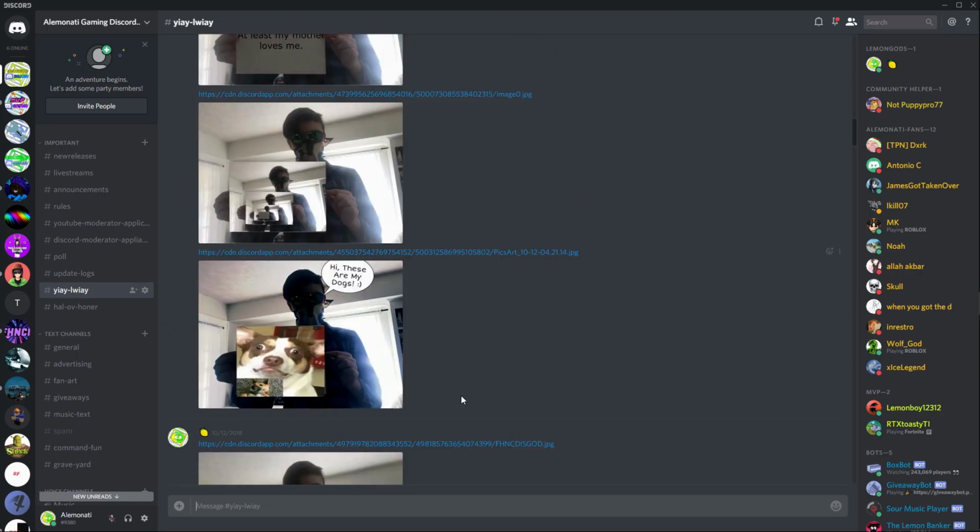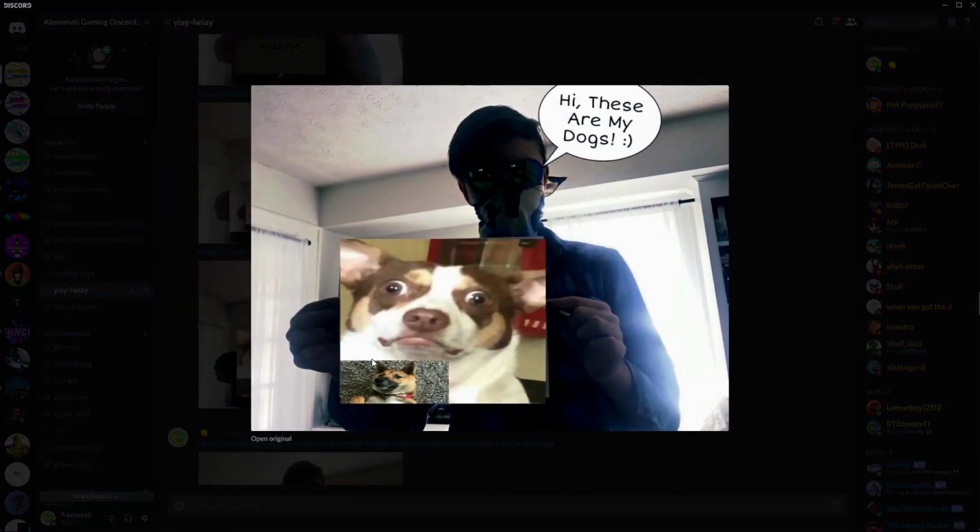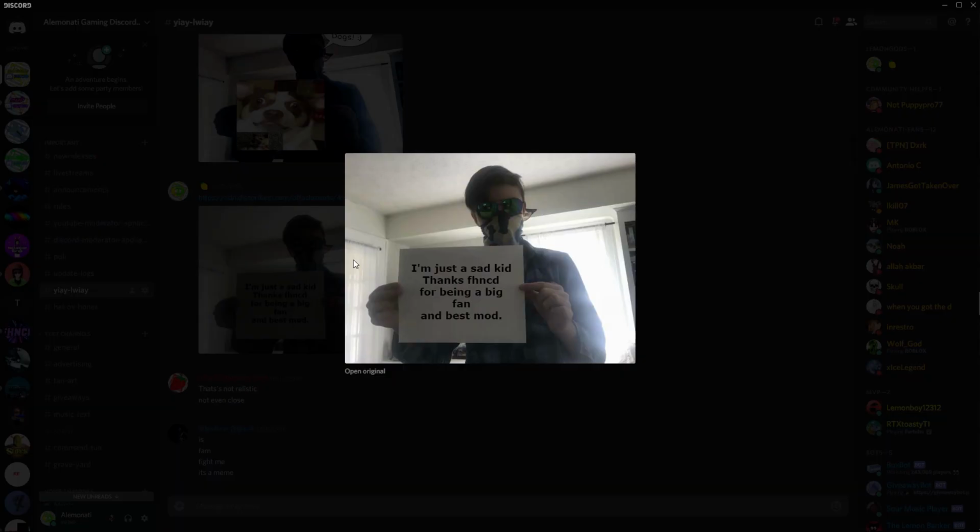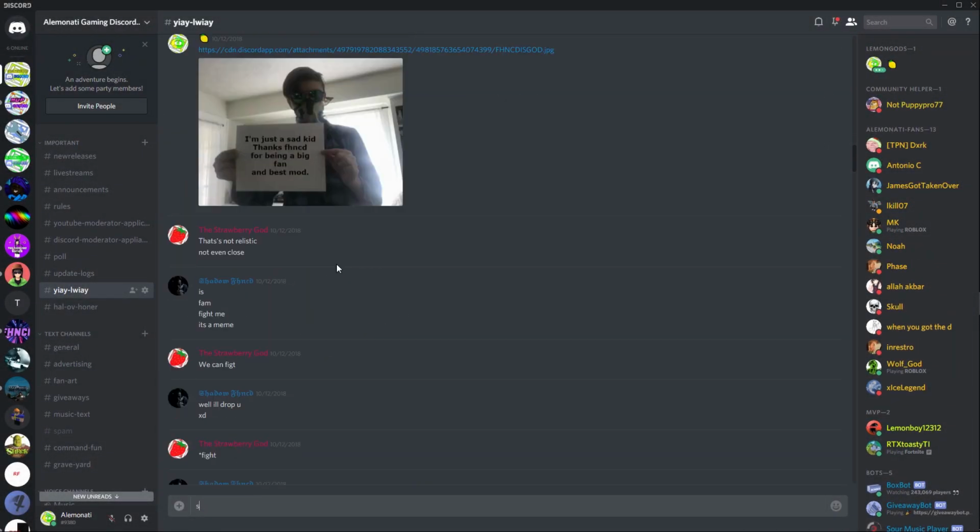All right, so this one, I think, was in this server too. These are my dogs. Man, those actually represent my dogs pretty well. Well, I only have one, but they represent my dog pretty well. Very, very nice. I like how you put that speech bubble above each. Oh my god, I need to fix that. I'm just a sad kid. Thanks FHNCD for being a big fan and the best mod. Yeah, that's actually what I would probably say.